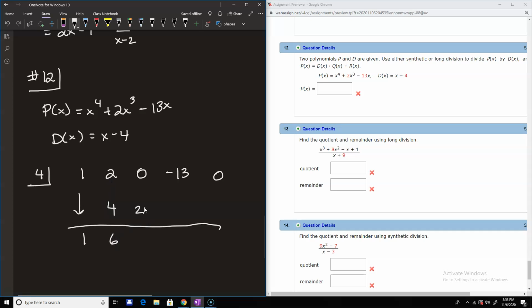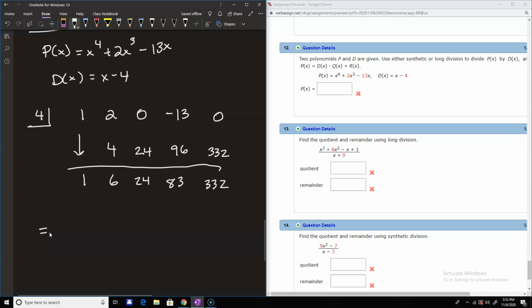6, multiply 6 by 4, we get 24, add, we get 24 again, multiply 24 with 4, you have 96, 96 minus 13 is 83, 83 times 4 is 332. So that's our remainder. So the way they want us to write this, let's see if we can do it. We would have, so remainder constant, x, x squared, x cubed. So we have x to the third plus 6x squared plus 24x plus 83 plus our remainder 332 over x minus 4. So let's see if this checks out.